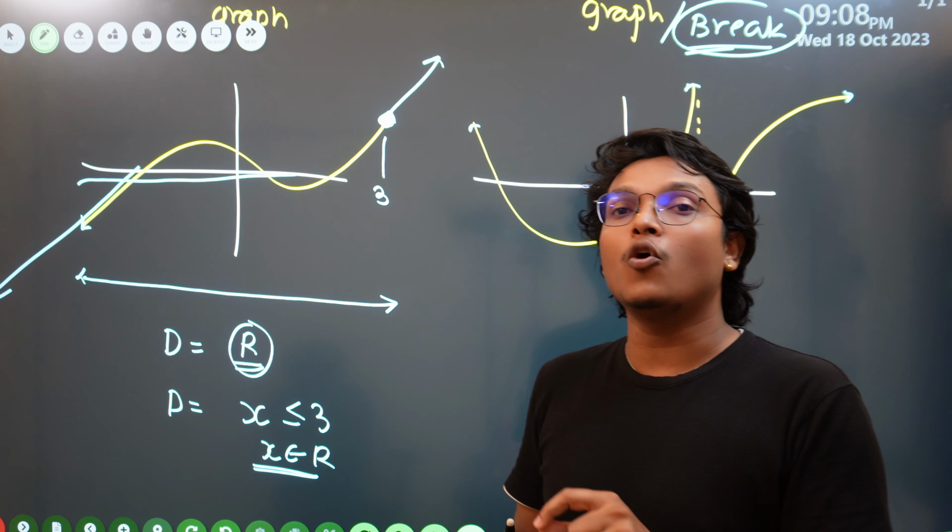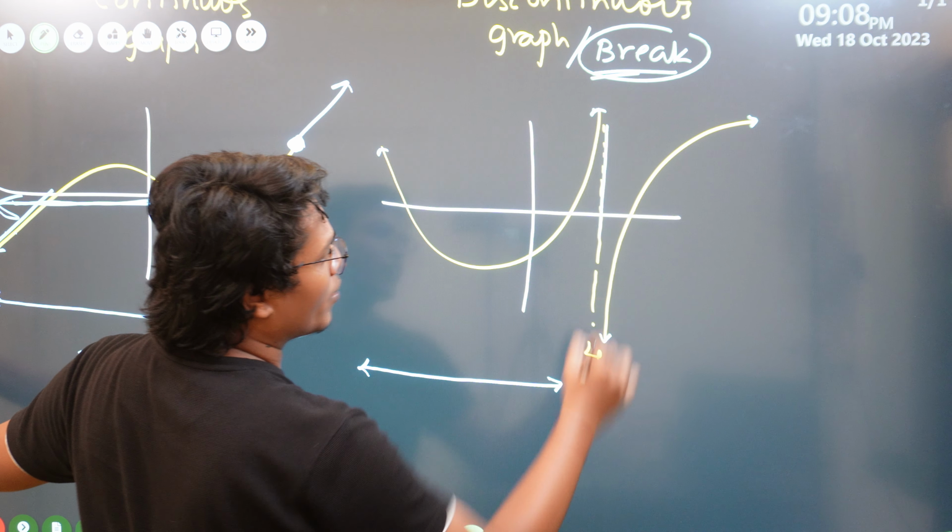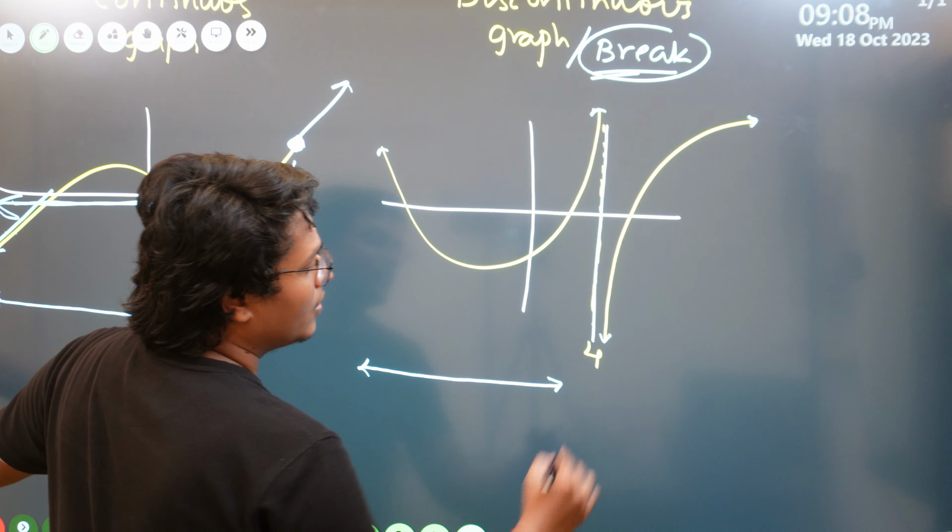Now let's talk about this graph. It is continuous from the left side till point 4, correct? Here the break happens, and then from 4 to infinity. So can I not say that x belongs to real numbers except 4? You can just add not equal to 4. Or I can write x belongs to R minus 4. This is also correct. Is my point clear?